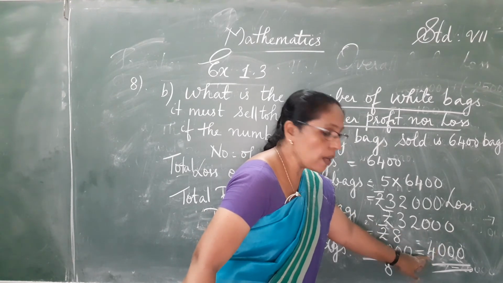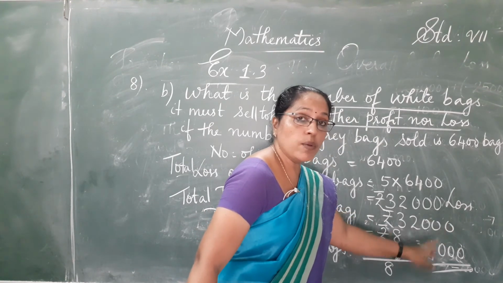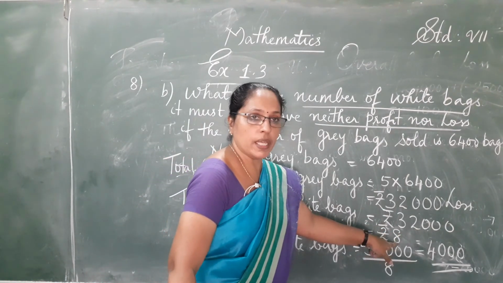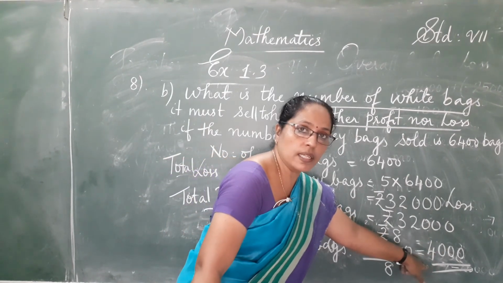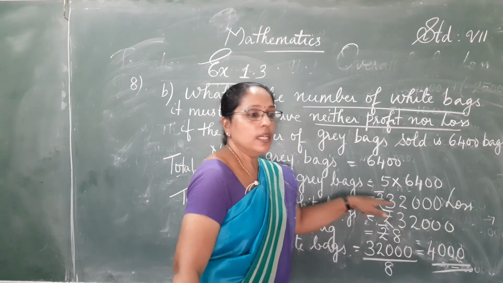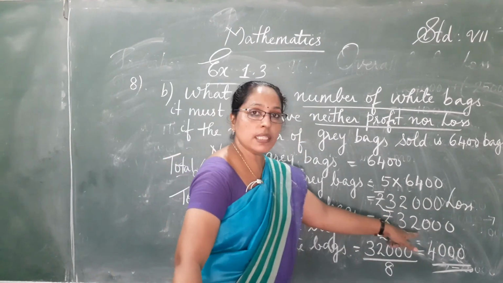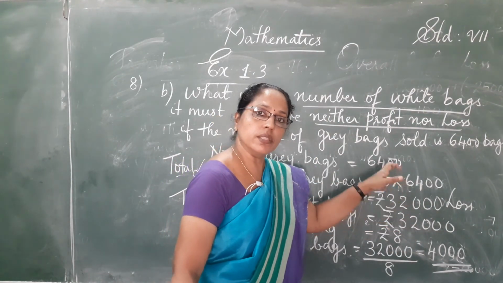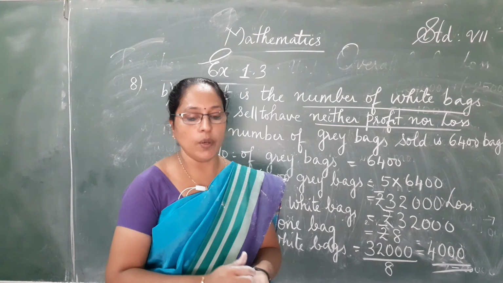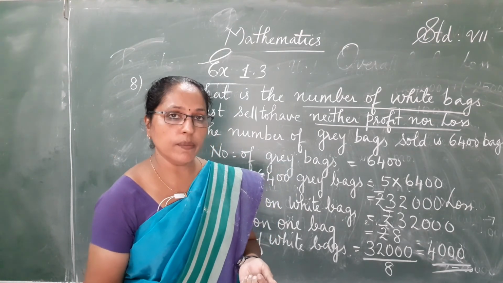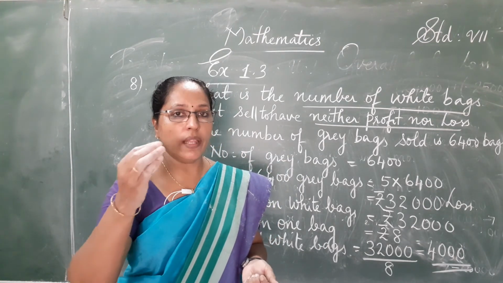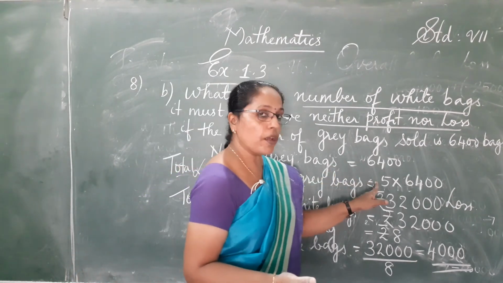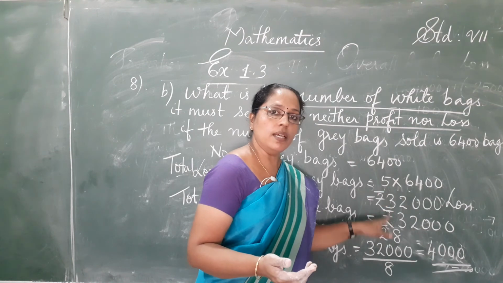So when the company sells 4,000 white bags, on each bag the profit is 8 rupees. So 8 into 4,000, then 32,000. The company makes the profit of rupees 32,000. And the loss is also 32,000. So when profit and loss both are same, then there is neither profit nor loss. So neither profit nor loss situation comes when the total profit and the total loss both are same.